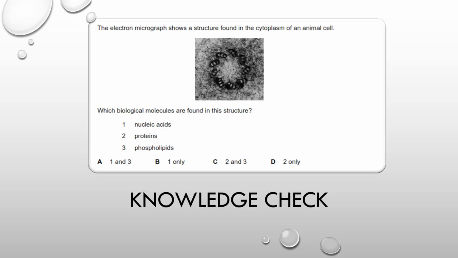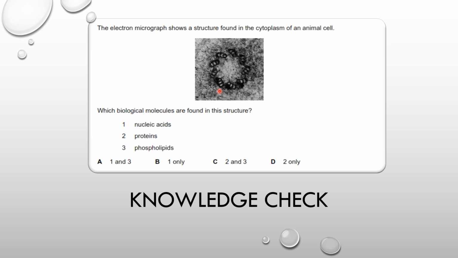So let's go, guys. Look at this. The electron micrograph shows a structure found in the cytoplasm of an animal cell. It says, which biological molecules are found in this structure? Now, which structure is this? Pause this video and try it. Now, if you check, we have how many?